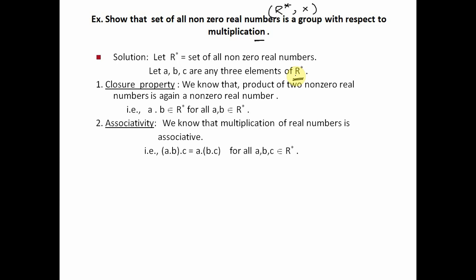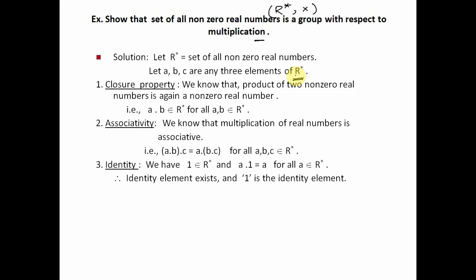Similarly, I know that multiplication of real numbers is associative. So for this algebraic structure, the associative property is satisfied. For multiplication, the identity element is 1. Why? Because if you multiply 1 to any number, you get that same number. And please remember, these are all non-zero real numbers. So if you have any non-zero real number a and multiply 1 to it, you get back a. So the identity element exists, and 1 is the identity element.